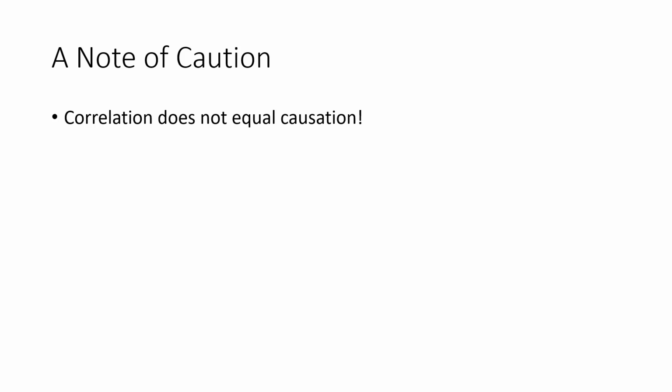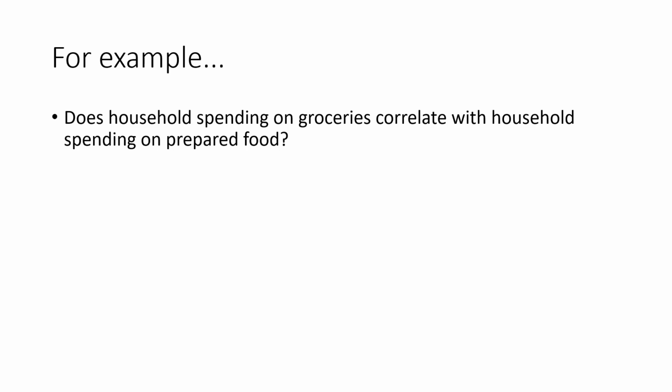As a rule of thumb, in the social world, rarely is one single thing the sole cause of something else. Here are some examples. Does household spending on groceries correlate with household spending on prepared food? There might be some association here. We are talking about two aspects of food spending. And we can turn to the Household Pulse survey again from the census. And we find that there is a statistically significant association, and the correlation coefficient is around 0.53. So it looks like there is a moderate association between these things.